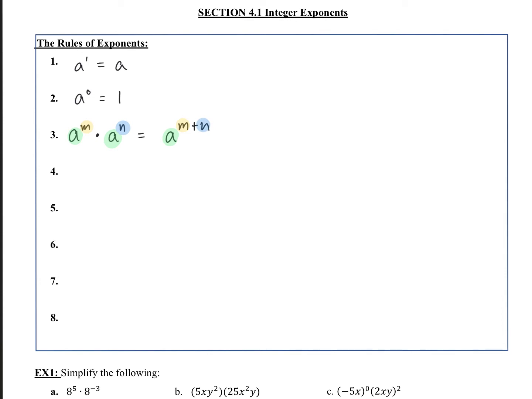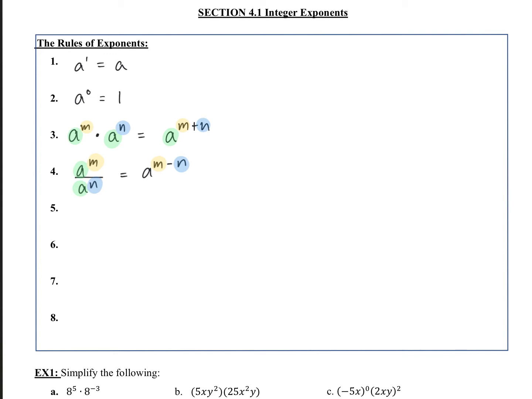All right, what is one of the next rules? So the next rule we have is if we have a to the m power divided by a to the n, so a little different. If there's a division, instead of adding the exponents, we're going to subtract them. Now this one, the main thing you need to remember is it's always going to be the top exponent minus the bottom exponent.